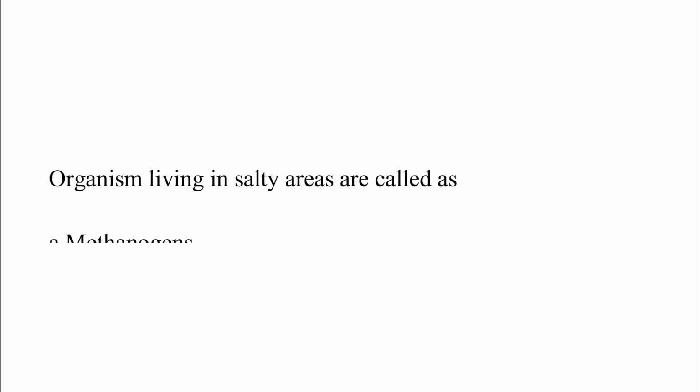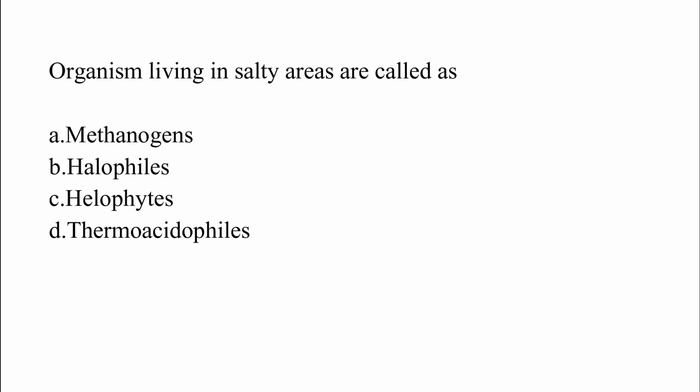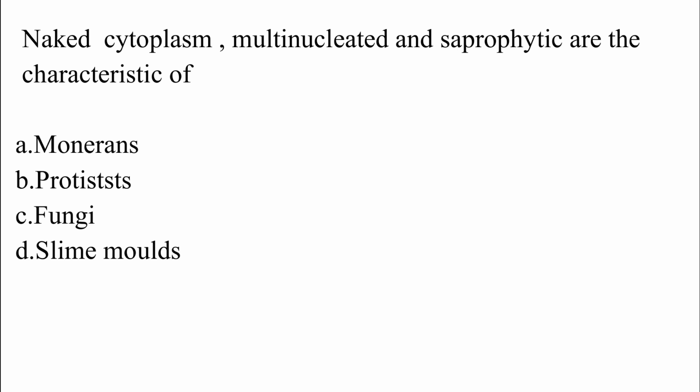Organisms living in salty areas are called option A, methanogen, option B, halophiles, option C, halophytes, option D, thermoacidophiles. The correct answer is option B, which is halophiles. Naked cytoplasm, multinucleated and saprophytic are the characteristics of option A, monerans, option B, protist, option C, fungi, option D, slime molds. The correct answer is option D, which is slime molds.